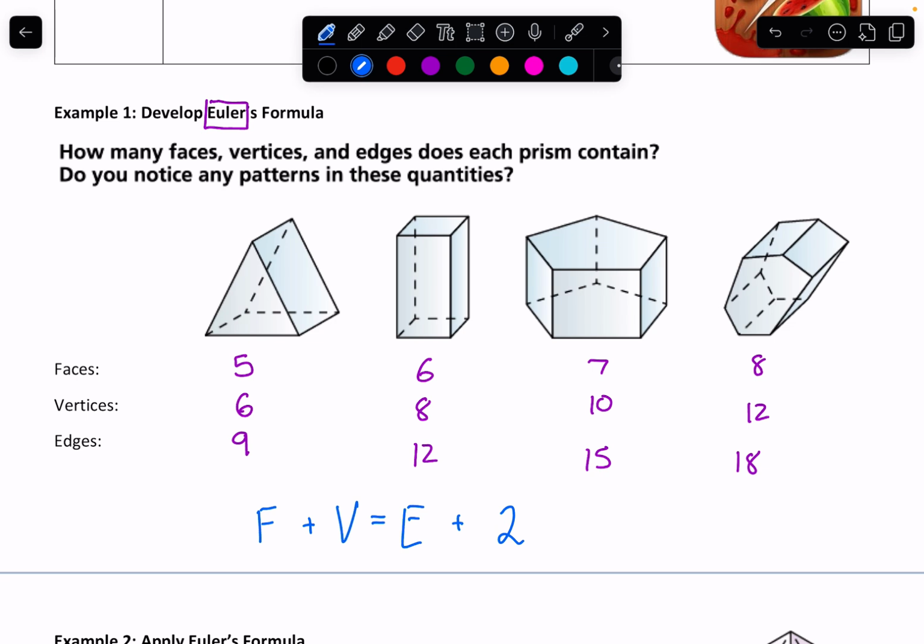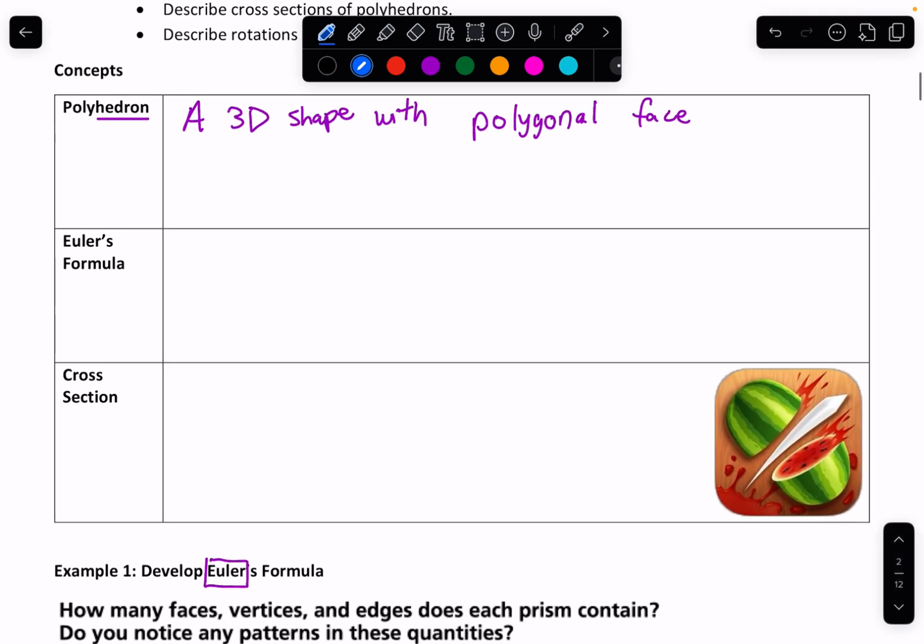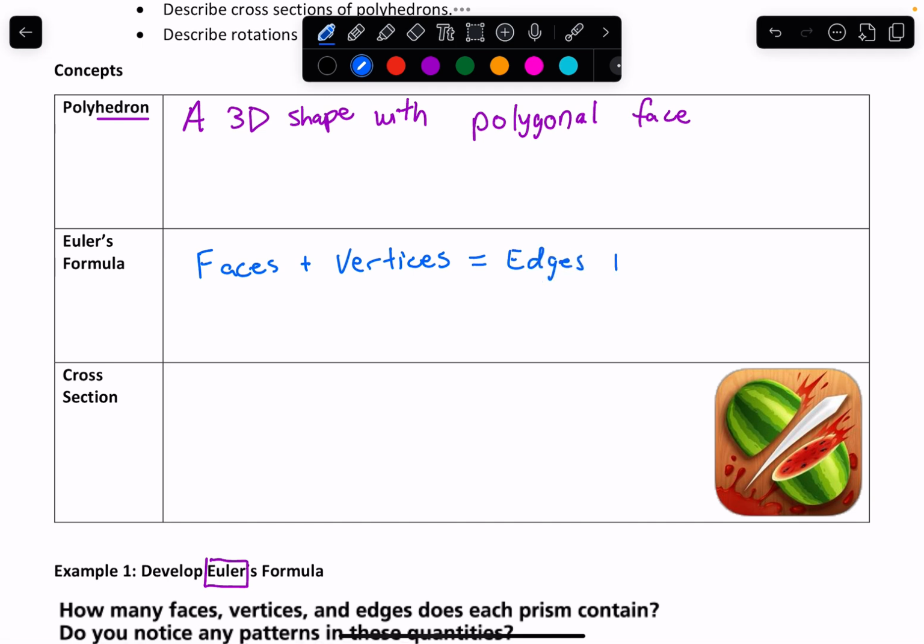We'll put it up here in the Euler's formula box as well. I'm going to write it in words. Faces plus vertices equals edges plus 2. So we can go ahead and use that in some of our 3D shape questions.